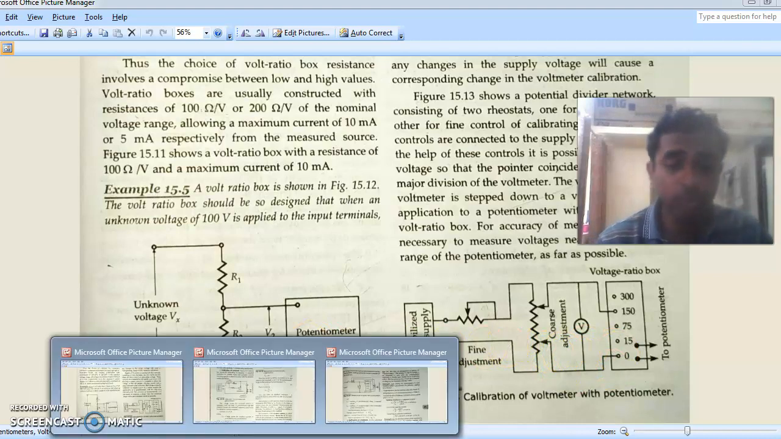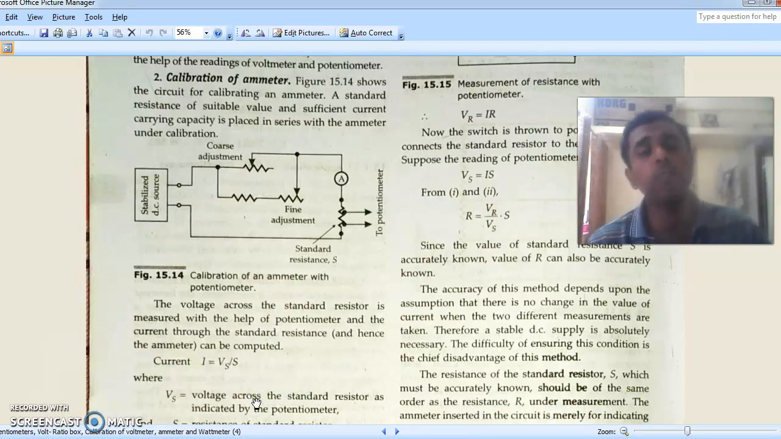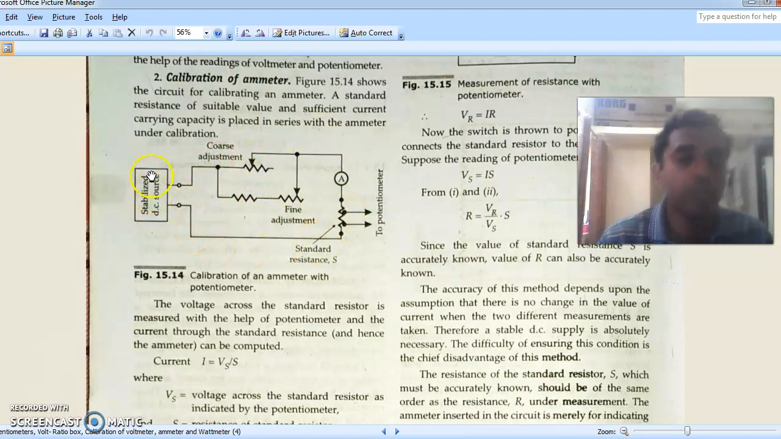Now the same thing we can apply for an ammeter. A very simple adjustment, very simple circuit, but here we do not require a volt ratio box because we are going for an ammeter. That is, we are measuring the current only. Here also we have a coarse adjustment and a fine adjustment. For passing a current, we have to have a closed path. This main closed path is circulated by a current from a stabilized DC source, and here also we have a coarse adjustment and a fine adjustment.